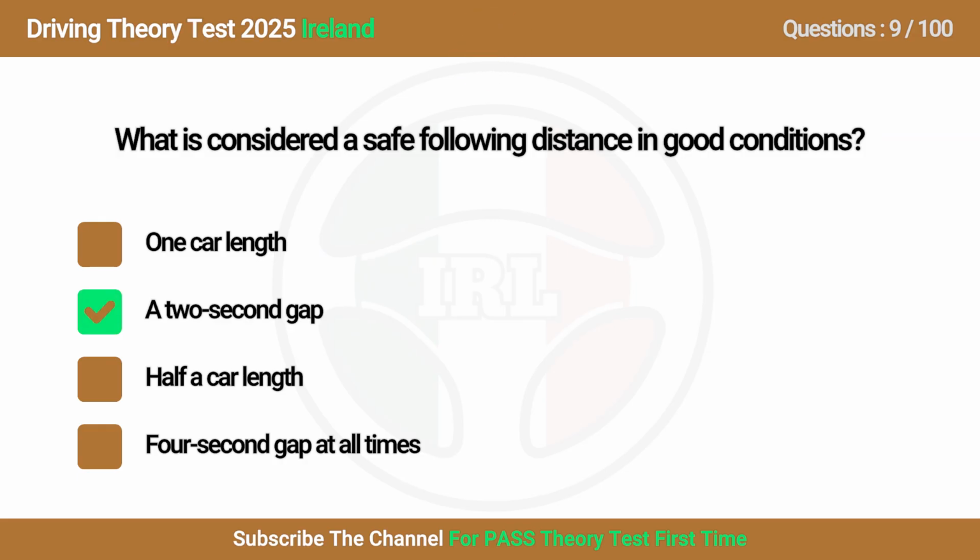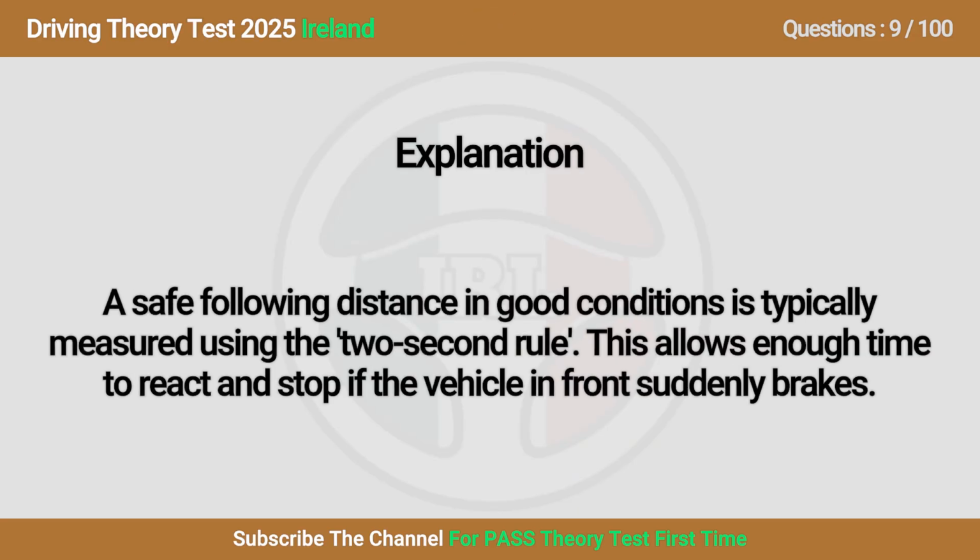Answer is B, a gap. A safe following distance in good conditions is typically measured using the rule. This allows enough time to react and stop if the vehicle in front suddenly brakes.